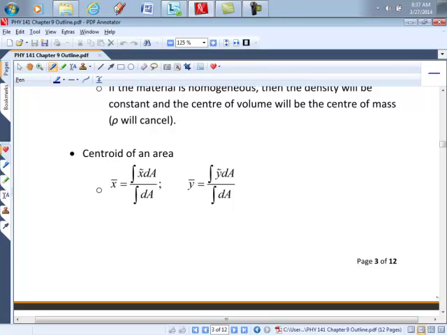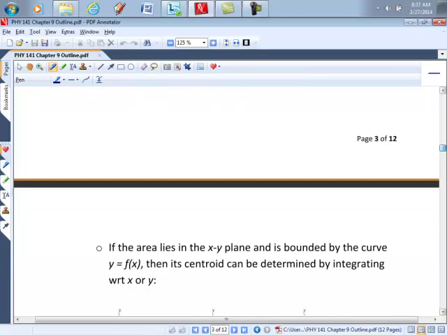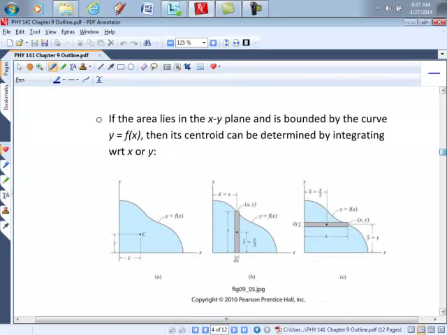Centroid of area is also going to be important when we're doing our moment of inertia calculations. So that's not to find the weight or where the weight applies, it's to find where the neutral surface is on the cross-section of whatever the beam or post happens to be, structural member. So if the area lies in the xy plane and is bounded by the curve, then its centroid can be determined by integrating with respect to x or y.